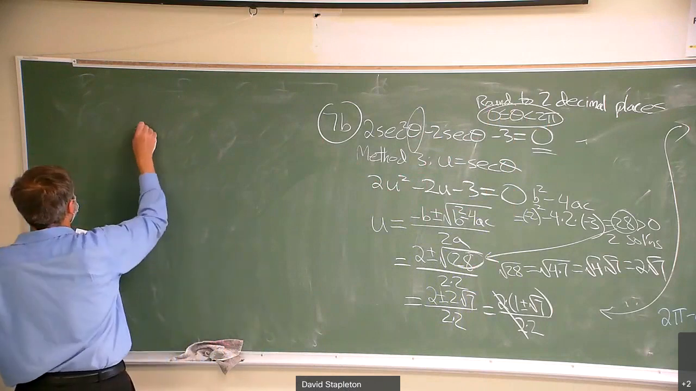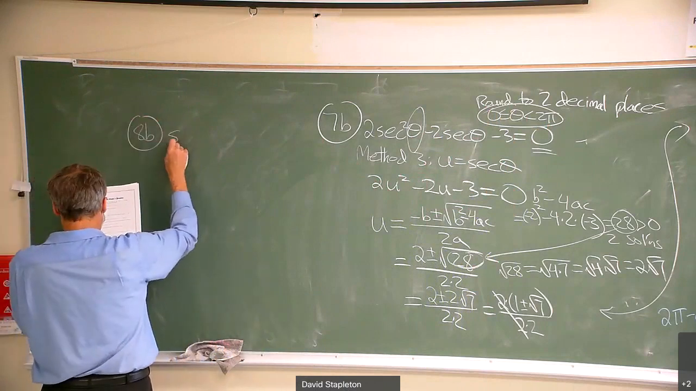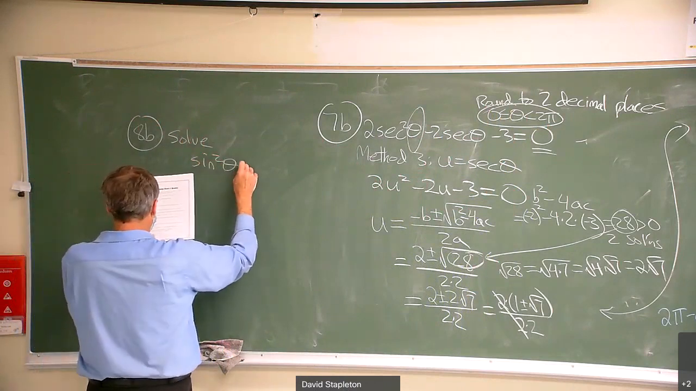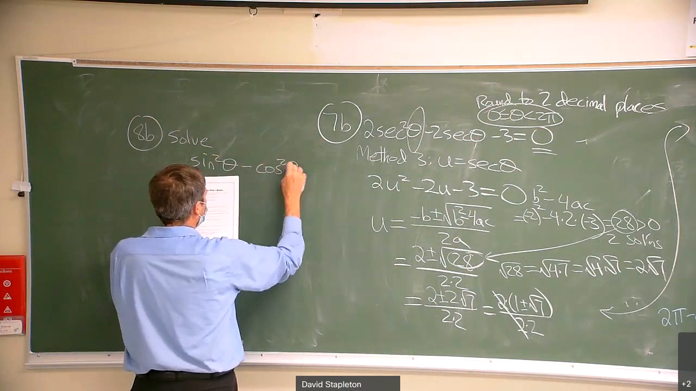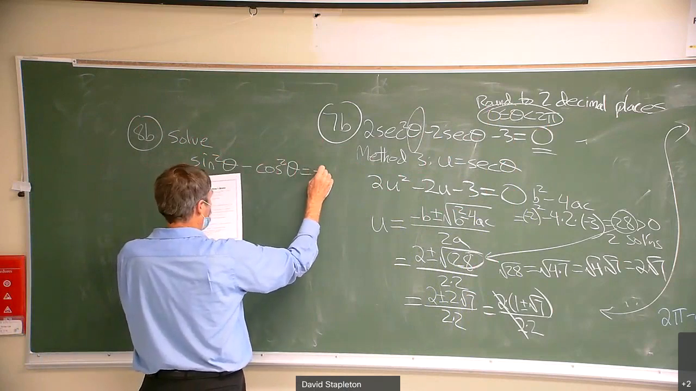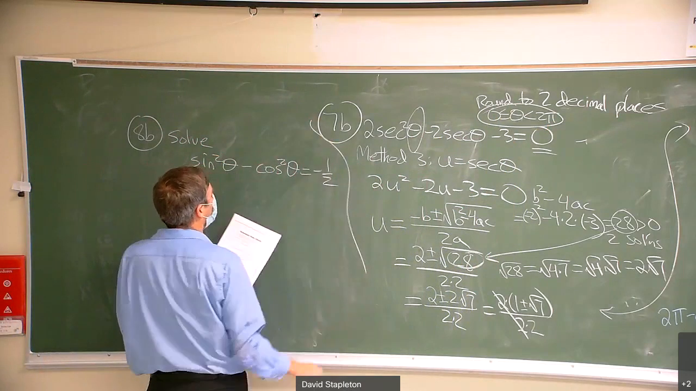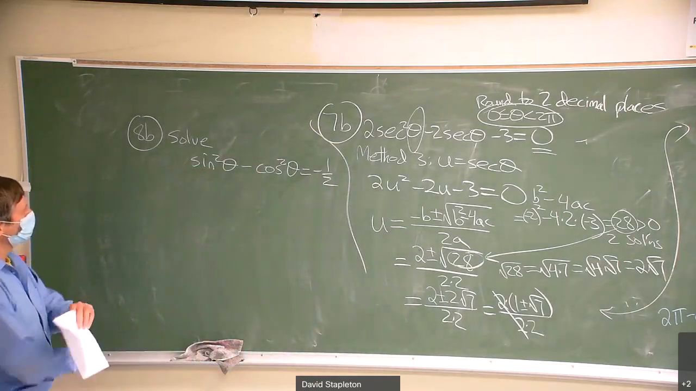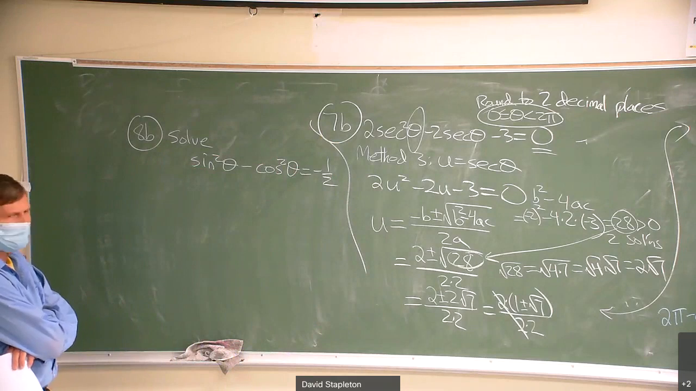Suppose I gave you this. I said solve this trig equation: sine squared theta minus cosine squared theta is minus a half. I wanted to do this one to show you one more method. What should I do with this one?